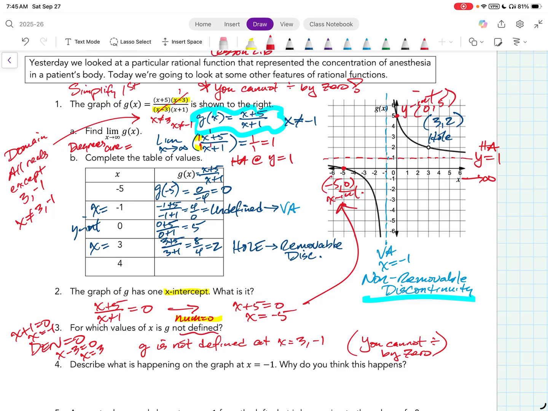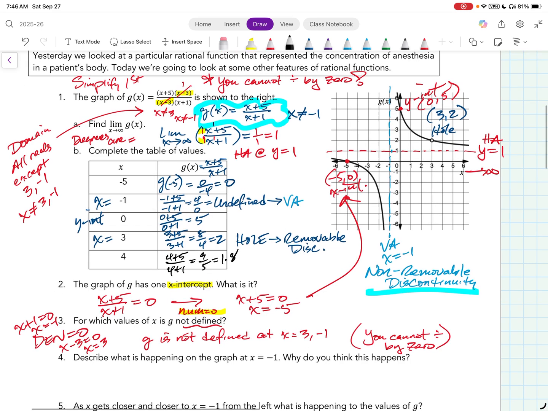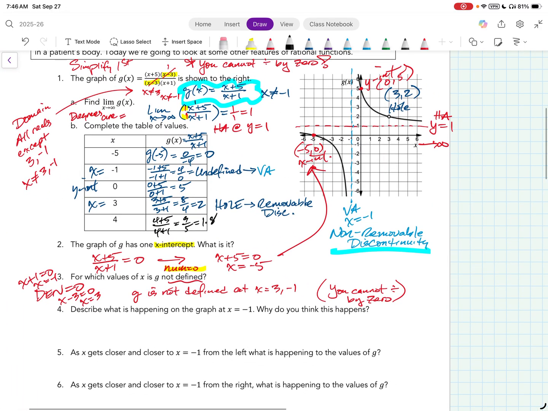And then the last one in the table there, when evaluating the function at 4, it'd be 4 plus 5 divided by 4 plus 1. That's 9 divided by 5, 9/5, or 1.8. Okay, there we go. Now it asks you some questions here.